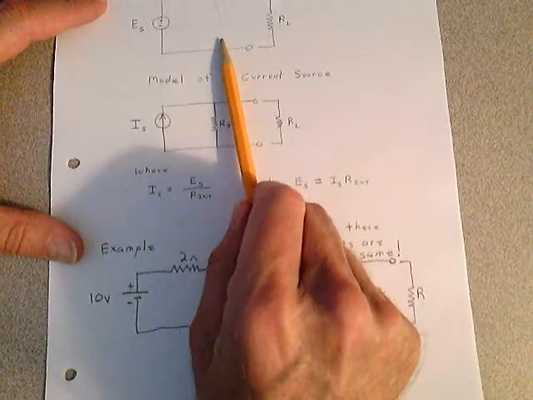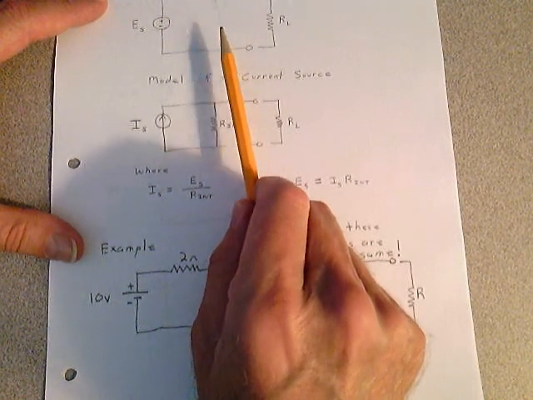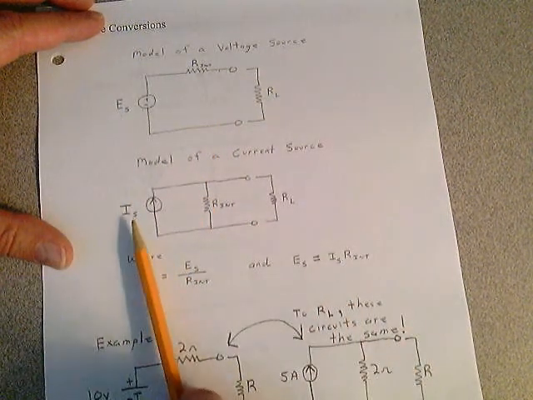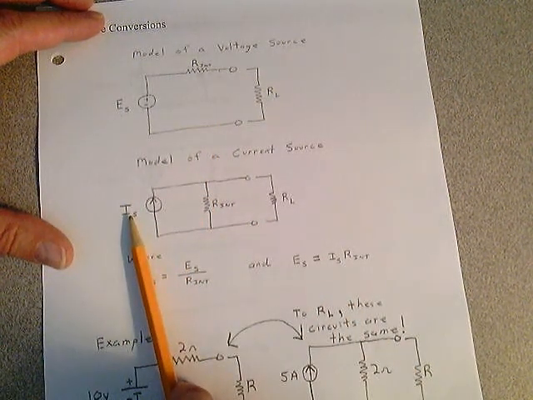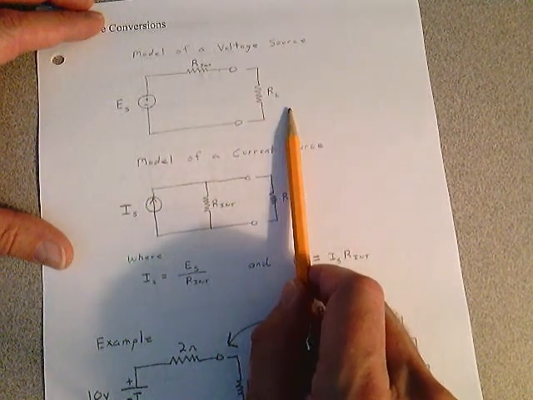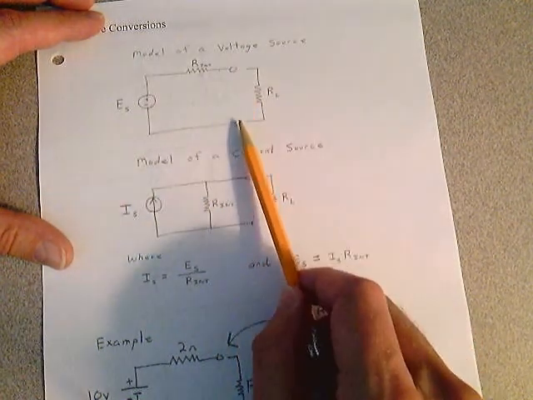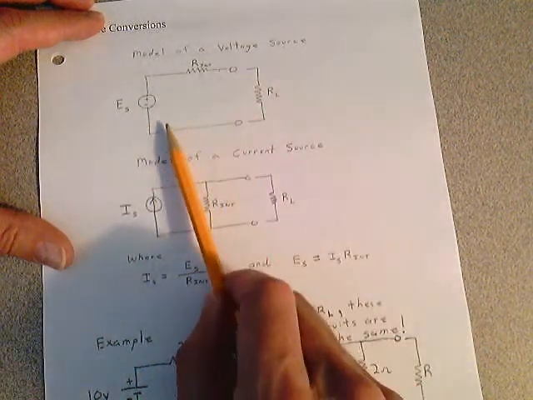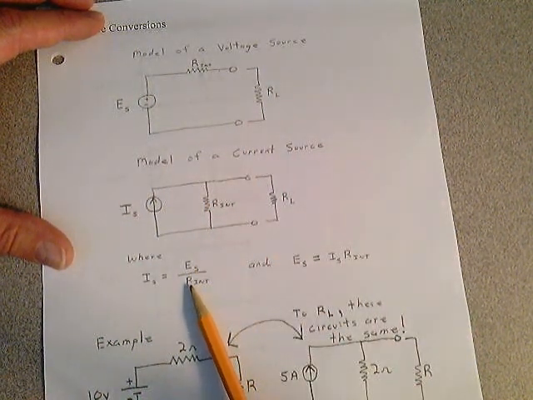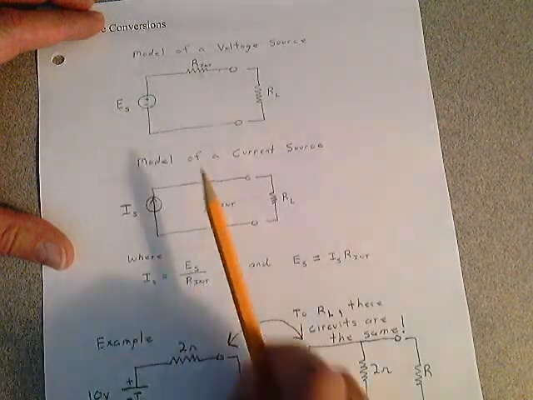If you have the ideal voltage source, as shown up above here, if you need to get the current, it's simply the short circuit current from this point to this point with the load removed. In other words, you just short these points and you calculate what that current would be. Obviously, it's E sub S over R internal.